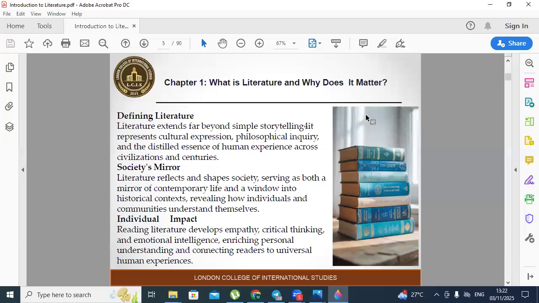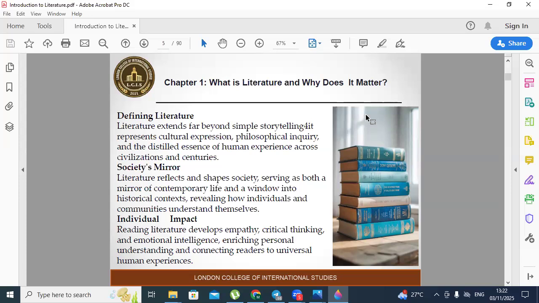Chapter 1, what is literature and why does it matter? Now we begin our journey with the most fundamental question: what is literature? This might seem obvious, but as we will discover, defining literature is more complex and fascinating than it initially appears.